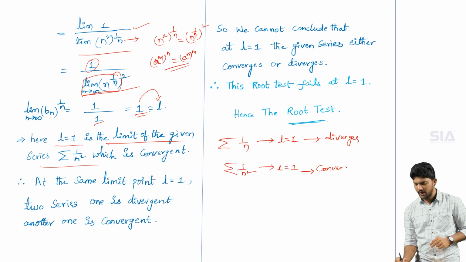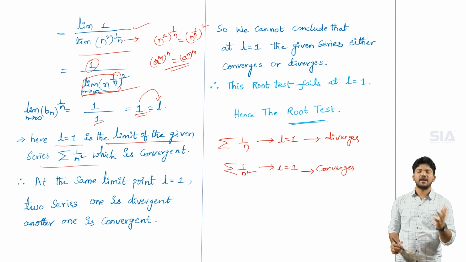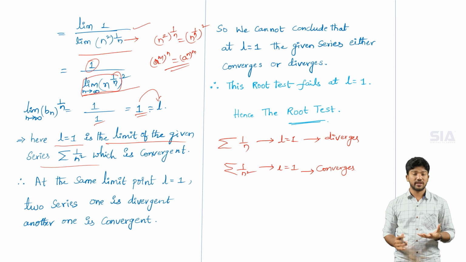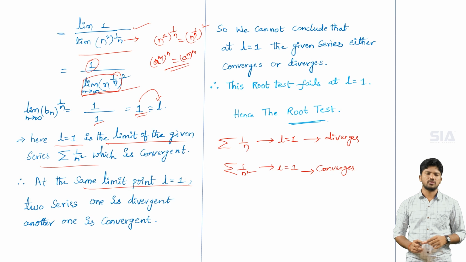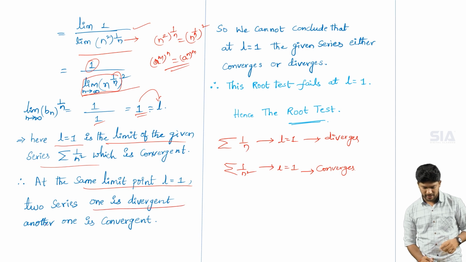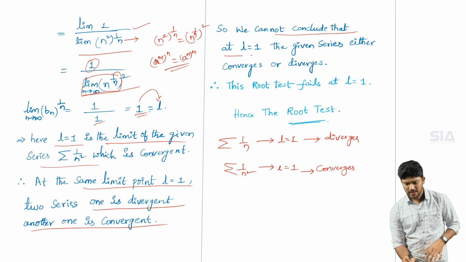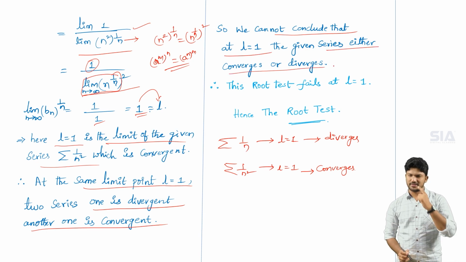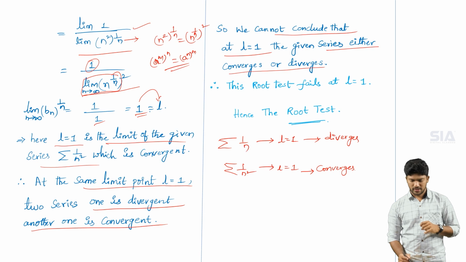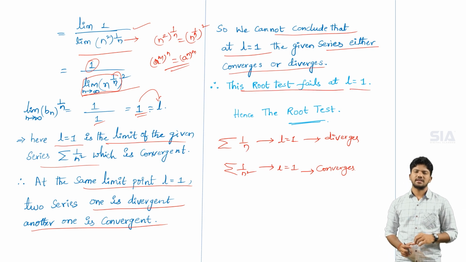So at the same limit point, two different series, one is diverging and another one is converging. So therefore we cannot draw one conclusion. At the same limit point l is equal to 1, two series, one is divergent and another is convergent. So we cannot conclude that at l is equal to 1 the given series either converges or diverges. Therefore the root test fails at l is equal to 1.